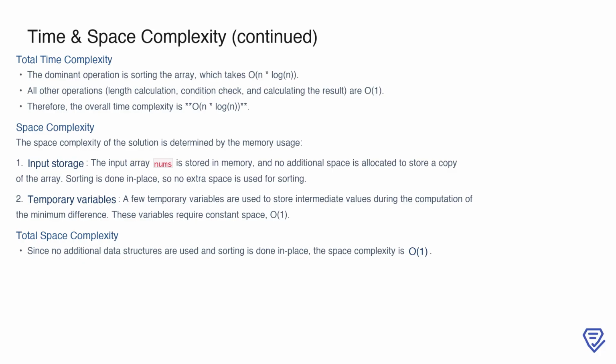Moving on to the space complexity, we analyze the memory usage. The input array, nums, is stored in memory, and since the sorting is done in place, no additional space is used to create a copy of the array. Apart from the input, the solution uses a few temporary variables to store intermediate values, but these variables require only constant space, O(1). Therefore, the total space complexity is O(1), as no extra data structures or memory-intensive operations are involved beyond the in-place sorting and constant temporary storage.